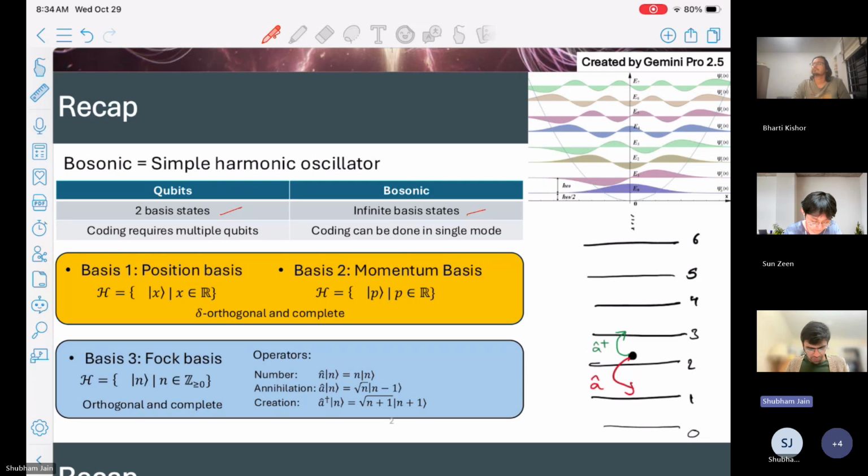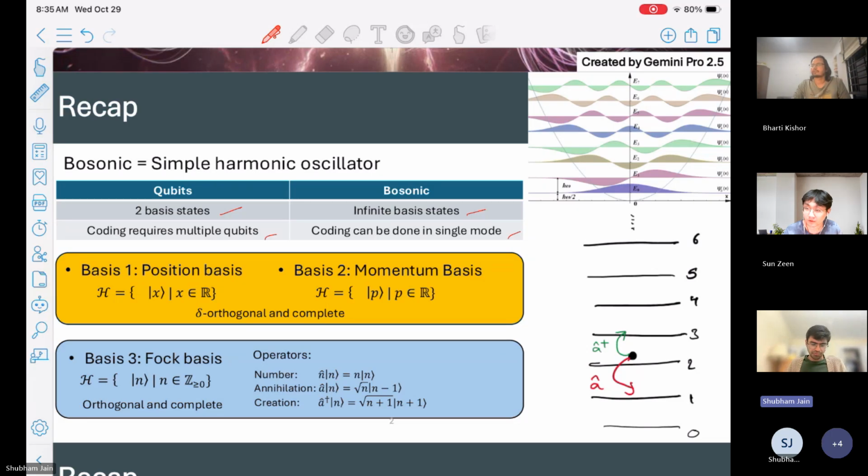For a qubit system, we typically require multiple qubits because you only have access to two states if you have a single qubit. But since we have an infinite number of states in the bosonic system, we can encode large amounts of information. We can encode large distance codes, all within a single mode. So that's one advantage of the bosonic codes.